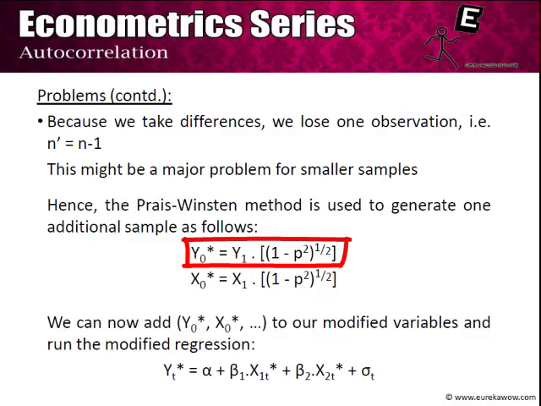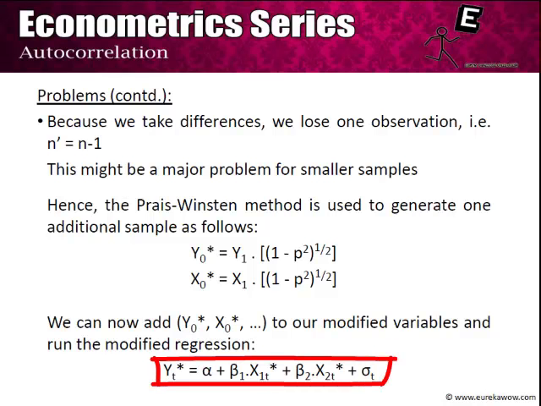y1 into root of 1 minus rho squared. Similarly, x naught star equals x1 into root of 1 minus rho squared. We can now add this y naught star, x naught star, x1 star and so on to our modified variables which we had previously obtained, and then run the modified regression with the larger sample. In this case, we have taken care of the autocorrelation problem because the new sigma t does not suffer from the same autocorrelation that we had previously talked about.